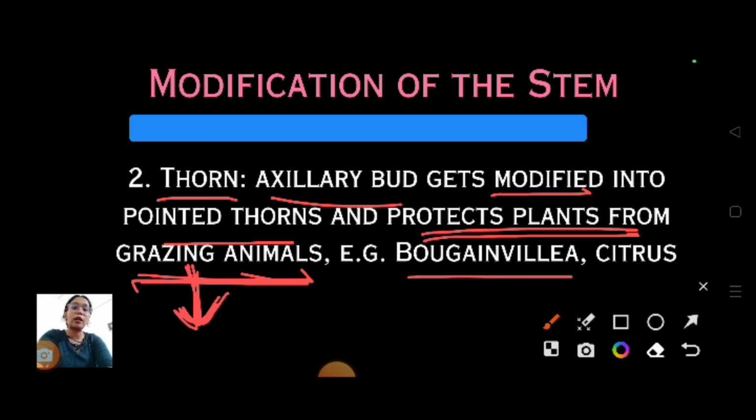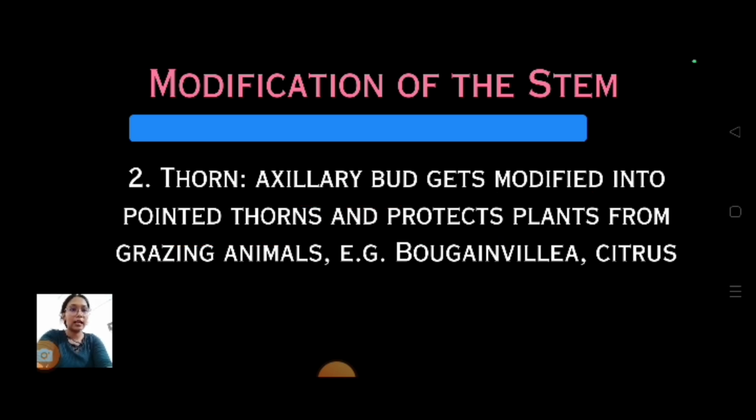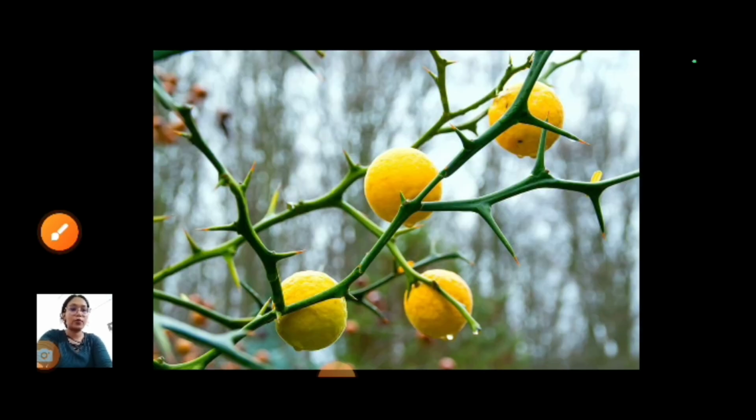Like in bougainvillea, it is pink in color, pink or orange. Basically it's pink. That flower in bougainvillea you can see. In citrus fruits, in lemon, in orange, you can see these thorns. So see the thorns in the orange plant. This is a stem modification arising from where? From the axillary bud or lateral bud, you can say.